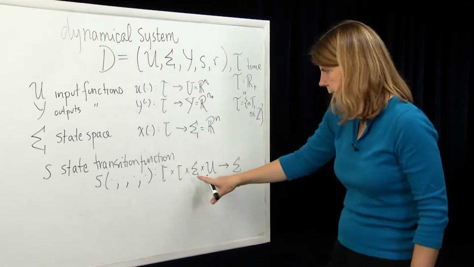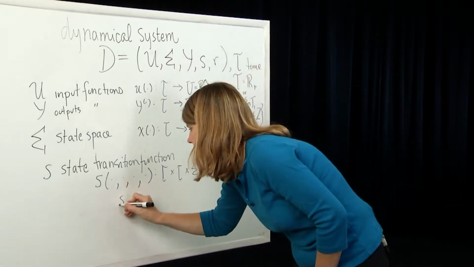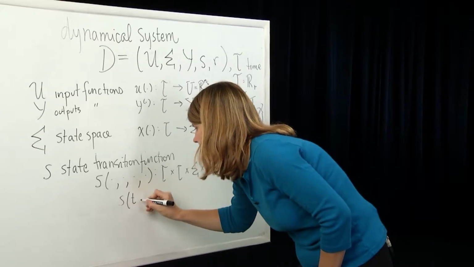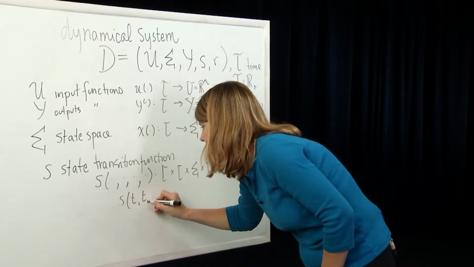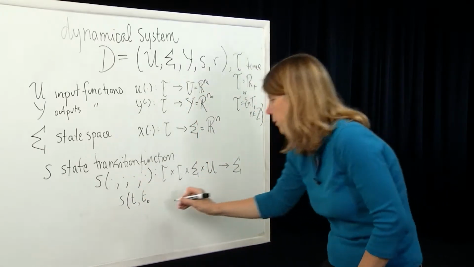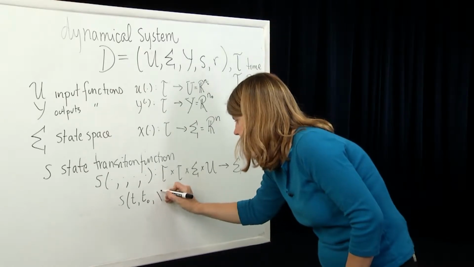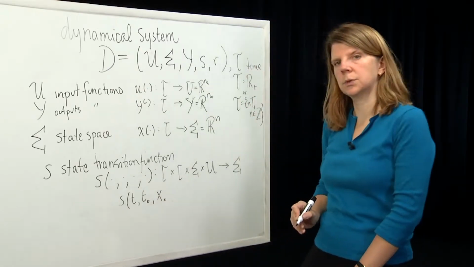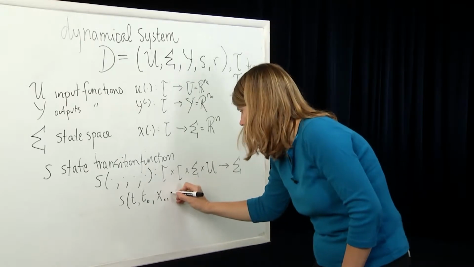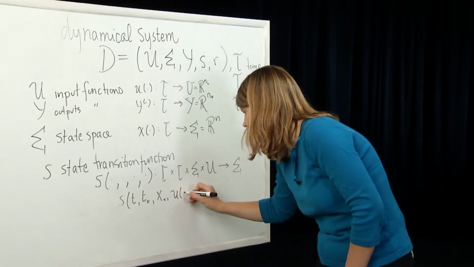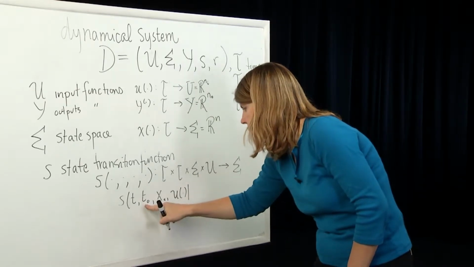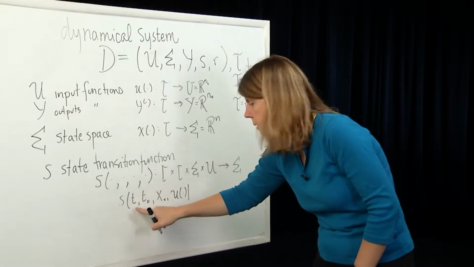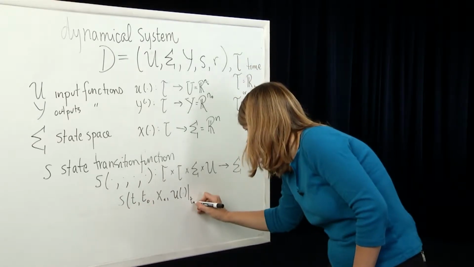So the meaning of this then is that S takes the current time, the time at which we started, which we'll call t0, the value of the state at which we started, which we'll call x0, and some function u, which is valid between these two times. So starting at t0 and going to time t, t0 to t.